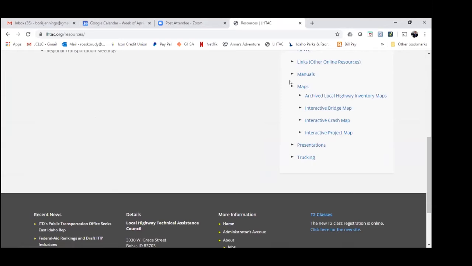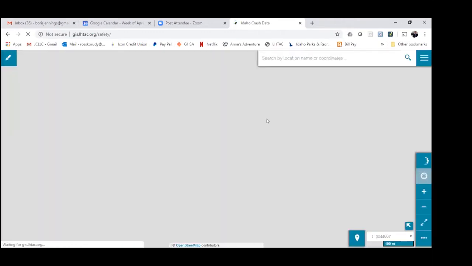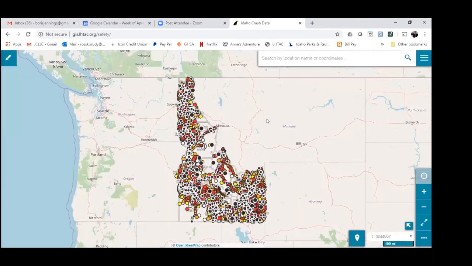And you'll see right in the middle, the interactive crash map. It's interesting to note, we're not going to go there today, but there's an interactive bridge map. So if you've got your bridge program going and you're interested in your bridge locations and so on, you can click on that. Let's go to the interactive crash map. And there it is. Can everybody now see the state of Idaho with all the big polka dots? Okay.